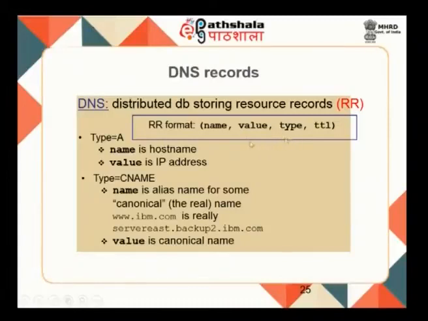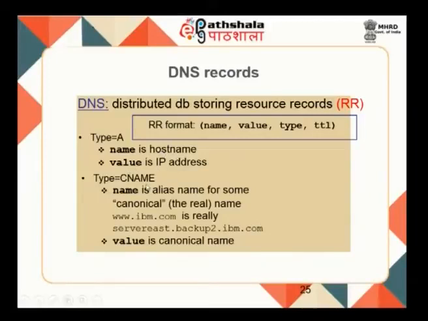Type tells you what type of resource record it is, and depending on the type of resource record you have, the name and value fields have to be interpreted. TTL stands for time to live, that is, for how long this information can be considered valid, the validity period for this information. If you look at the different types, there is something called an A type record. The A type gives you the actual mapping between a host name and the IP address. So name will stand for the host name, value will be the IP address.